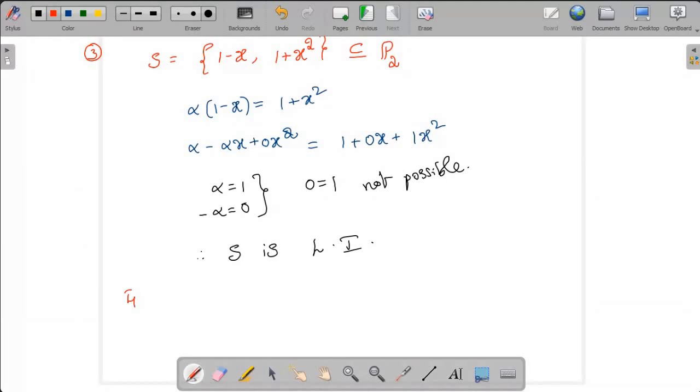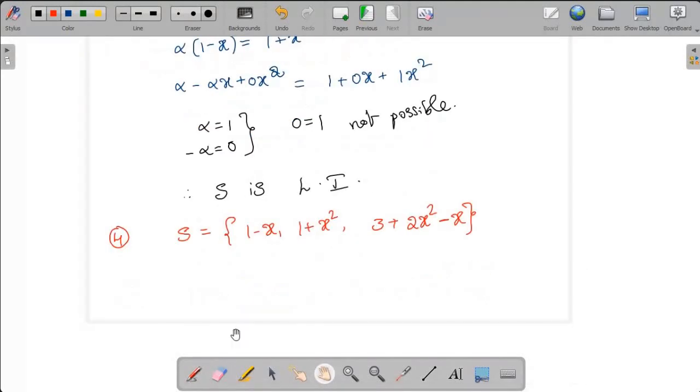S equal to 1 minus x, 1 plus x square. Now multiply this with 2 and I'll add it to it. So 3 plus 2x square minus x. Now the question is, is this set linearly dependent or independent? If you observe, this is how I created this set: V1, V2, and this I have taken like V1 plus 2 times V2.